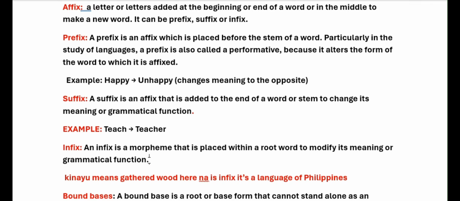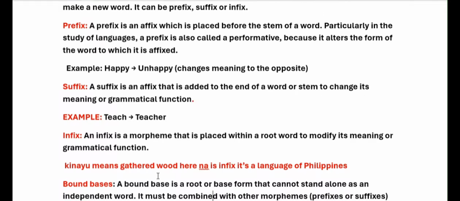Let's see further. An infix is a morpheme that is placed within a root word to modify its meaning or grammatical function. It means it comes not at the end, not at the beginning, but in between the word. They are not very common in English. I have given you an example from a Philippine language. Here, kinayu is a Philippine word. Here, na is the infix. Na is giving the meaning of gathered. Ku is wood. Now we understood affixes.